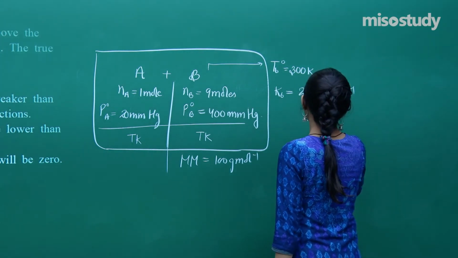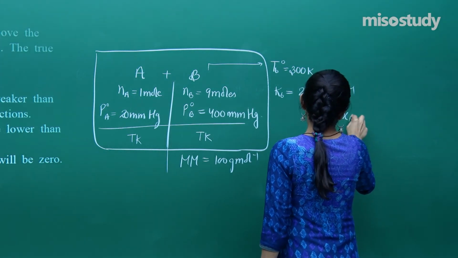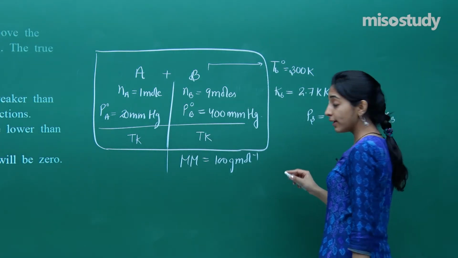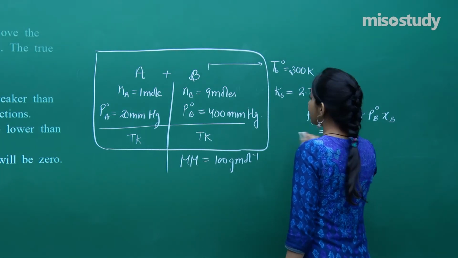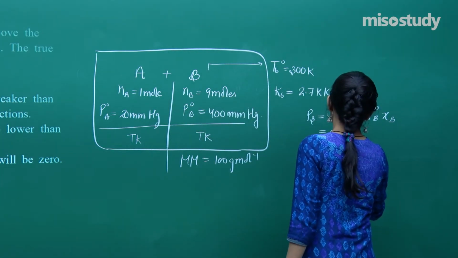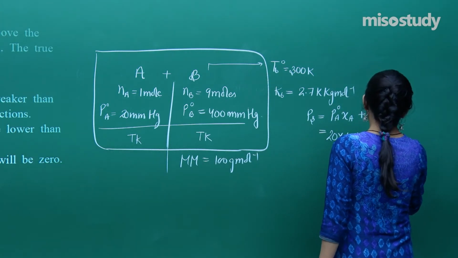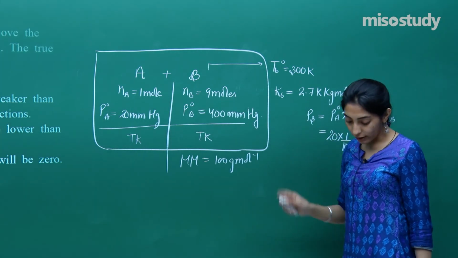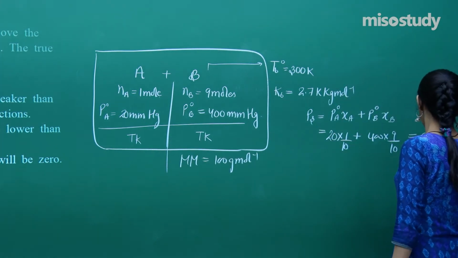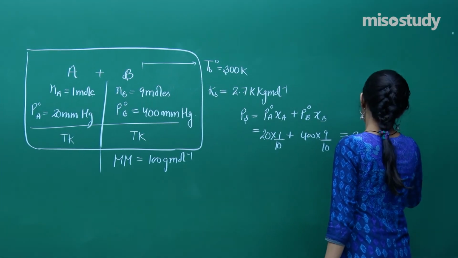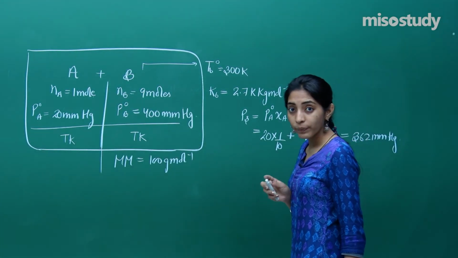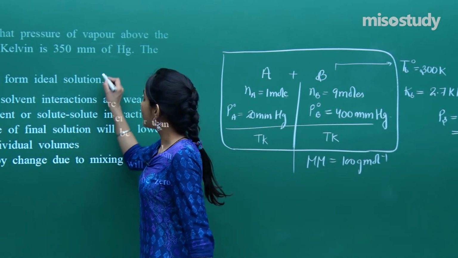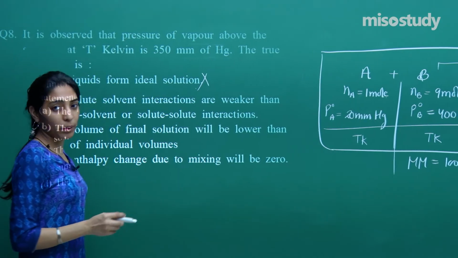Okay, so let's see. If I assume the solution is an ideal solution, or if I just apply Raoult's law, then we can say pressure of solution is equal to P naught A XA plus P naught B XB, right? So P naught A is 20, XA will be 1 divided by 10. P naught B is 400, XB will be 9 divided by 10. And if you do the calculation, the answer comes to be 362 mm of Hg. So if the solution were an ideal solution, then the pressure would have been 362 mm of Hg.